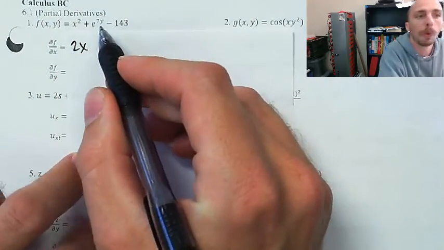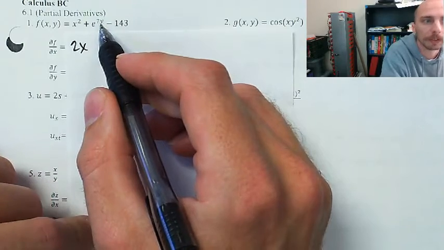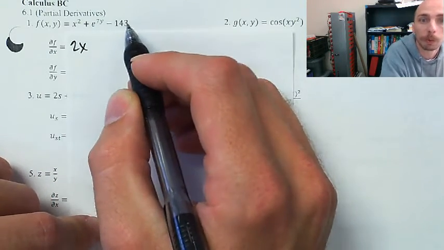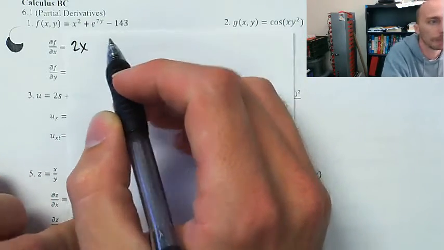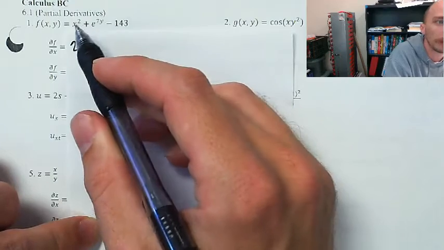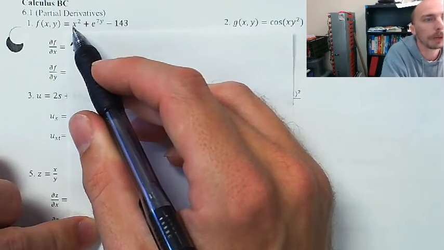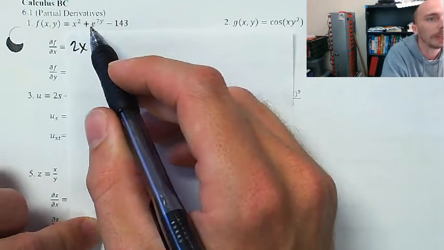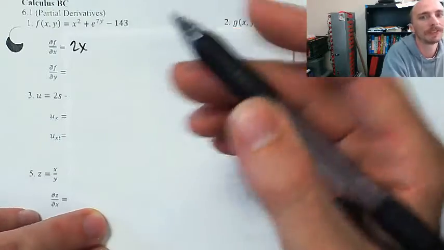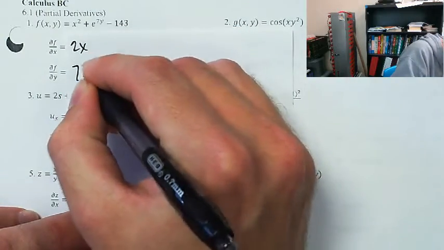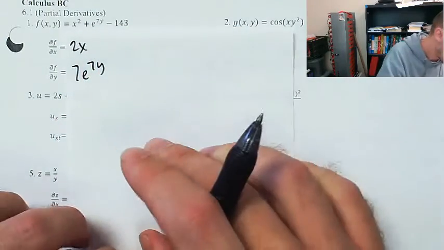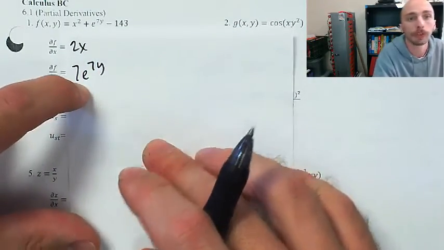e to the 7y is just a number with respect to x, so its derivative is 0. Negative 143, we know that derivative, that's 0. Now df/dy: the derivative of x squared with respect to y will be 0 because x squared is a constant. e to the 7y, its derivative will be 7e to the 7y. Those are the only two partials they were asking for.